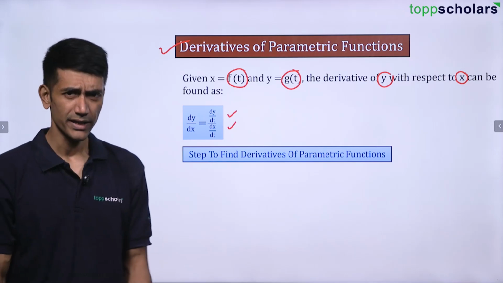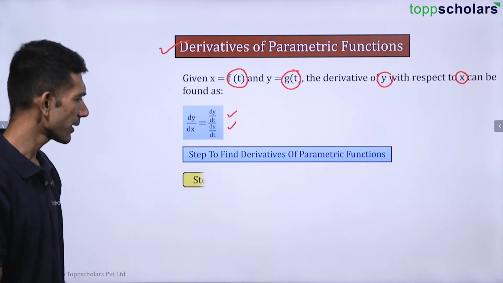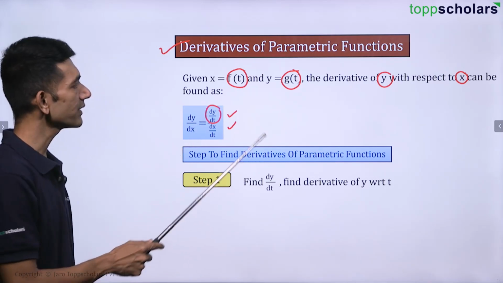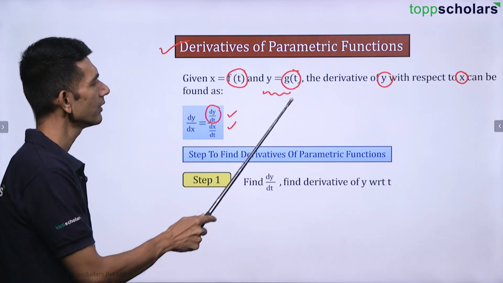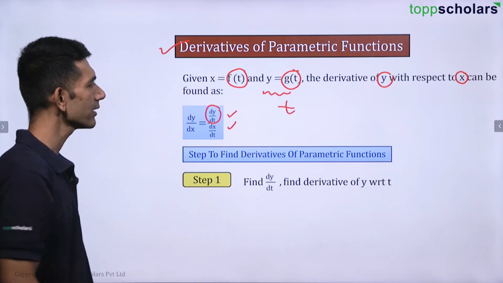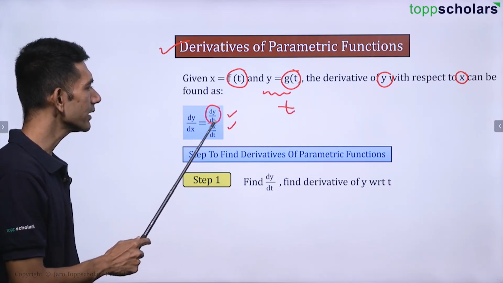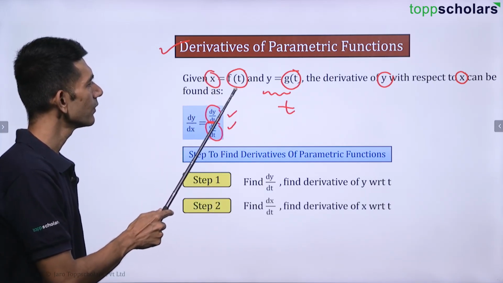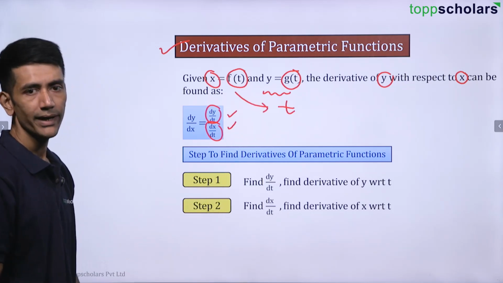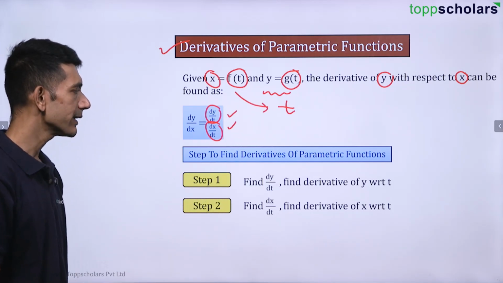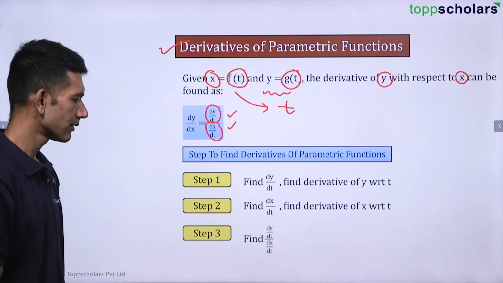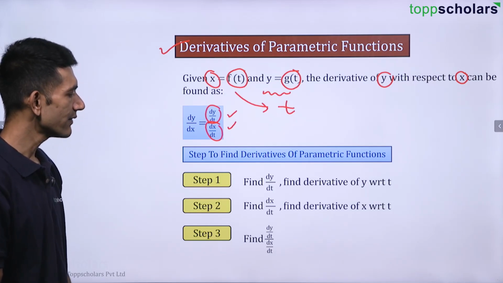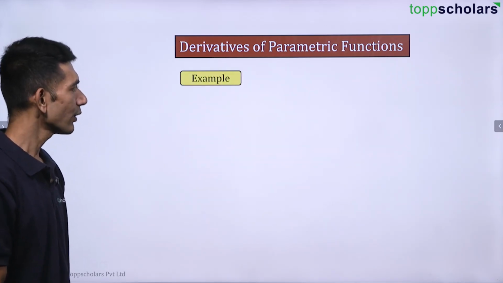Now we'll see how to find the derivative of parametric functions. The first step is find dy by dt, that is, differentiate y with respect to t. Correct? Then find dx by dt, that is, differentiate x with respect to t. Find dy by dt, find dx by dt, then just divide both of them. So dy by dt divided by dx by dt gives you dy by dx. Okay, now let us see an example.